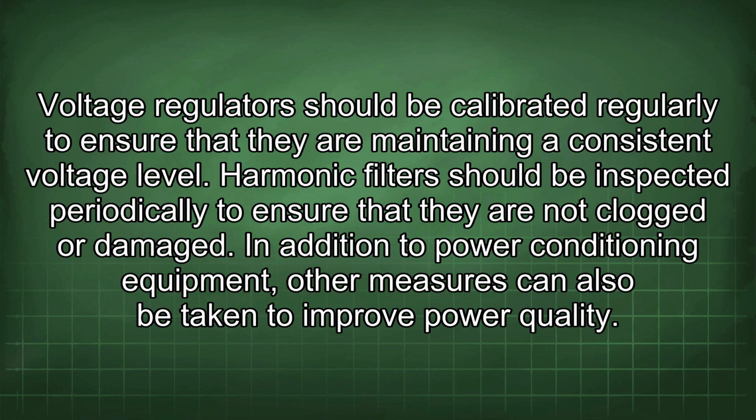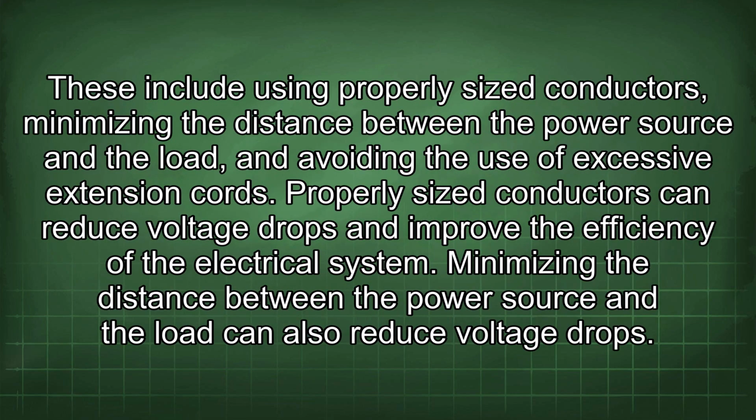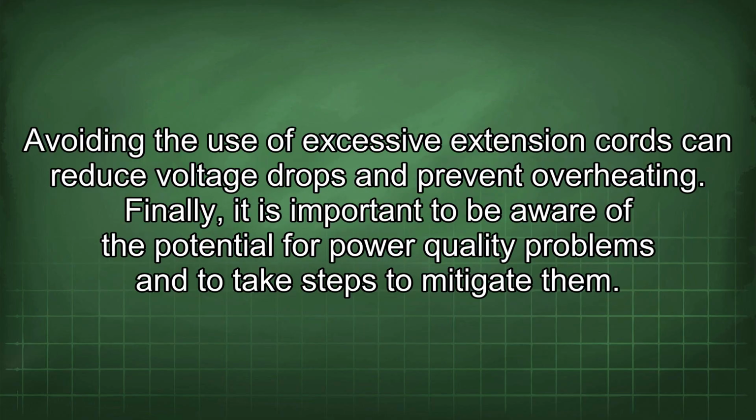In addition to power conditioning equipment, other measures can also be taken to improve power quality. These include using properly sized conductors, minimizing the distance between the power source and the load, and avoiding the use of excessive extension cords. Properly sized conductors can reduce voltage drops and improve the efficiency of the electrical system. Minimizing the distance between the power source and the load can also reduce voltage drops. Avoiding the use of excessive extension cords can reduce voltage drops and prevent overheating.